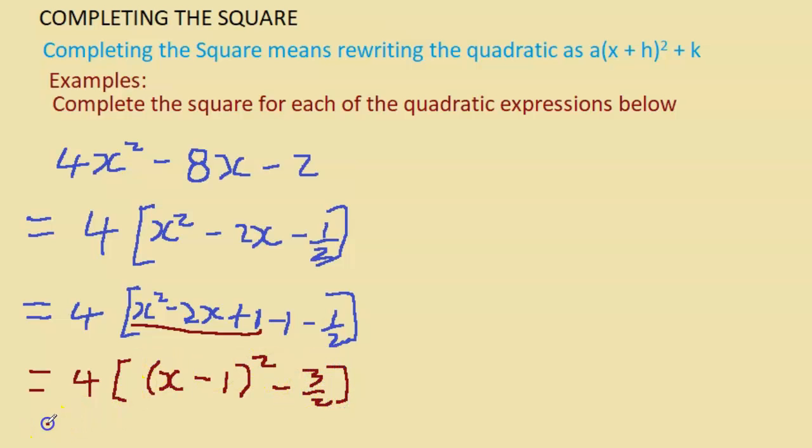And then you expand your bracket, redistribute the 4 now. So 4 times the bracket here. So we have 4 times x minus 1 all squared, and then 4 times minus 3 over 2, that's minus 6. Alright, so that's what it means to complete the square in this form. The a would be like the 4, the h would be like the negative 1 here, and the k there would be like a negative 6.